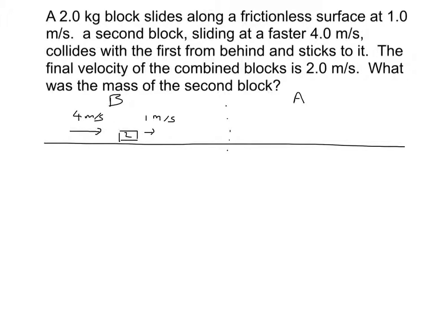And this block, we don't know the mass of it, but let's see, what does it tell us? The final velocity of the combined blocks is 2 meters per second. Does that give us a clue? Let's see. The initial velocities are 1 and 4, and when they combine, it's slower. So I'm going to guess that it's more massive.